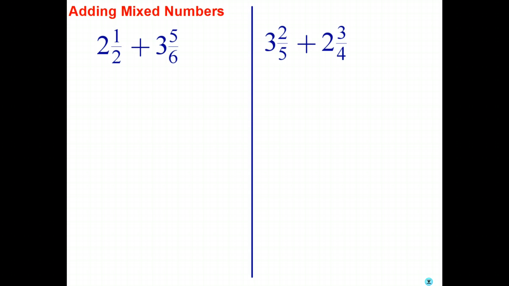Okay, first off, my denominators are 2 and 6. So I have to change each of these mixed numbers to a common denominator. So I'll go ahead and write down all the things I copy. Now, the lowest common multiple of 2 and 6: 2 times 3 is 6, and 6 times 1 is 6. So 6 is the smallest common denominator of both.